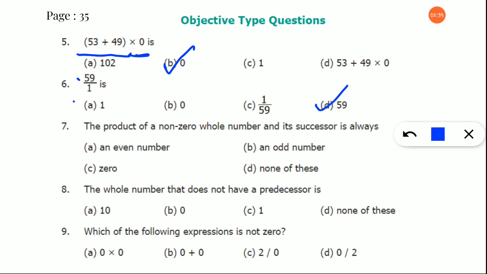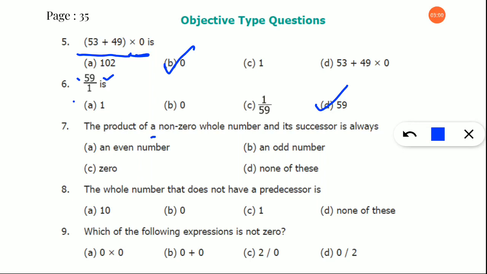So the answer will be 59. This one, even if there is no 1 below in the denominator, it is called the same number. Okay, 59 by 1 is also equal to 59. Clear? Seventh one. The product of a non-zero whole number and its successor is always dash.